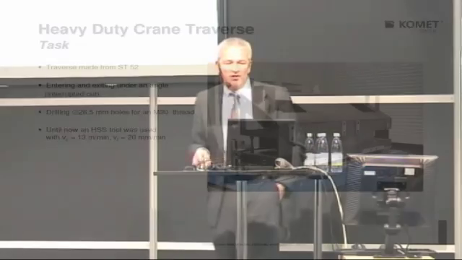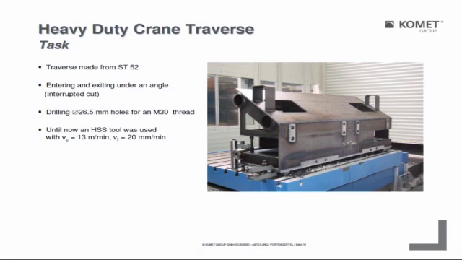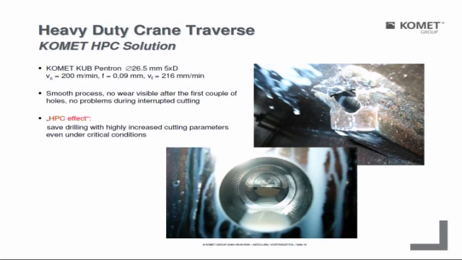Now we go to some practice and some applications. You can see a traverse made from steel 52, a construction steel. We have to enter in this area, but at the end of the hole we exit in an interrupted cut. Diameter is 25.6, a core hole for an M30 thread. The tool in use was an HSS tool, 13 meters cutting speed and a feed rate of 20 millimeters per minute. See here the exit, somewhere in a welded section where the tool comes out.